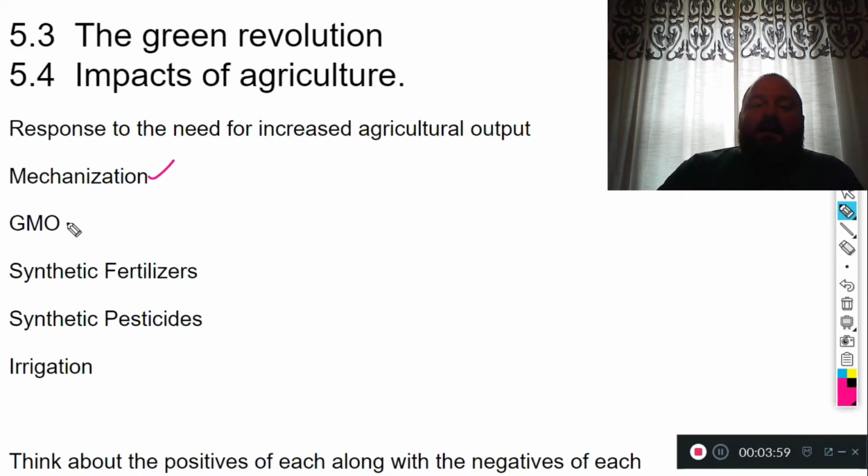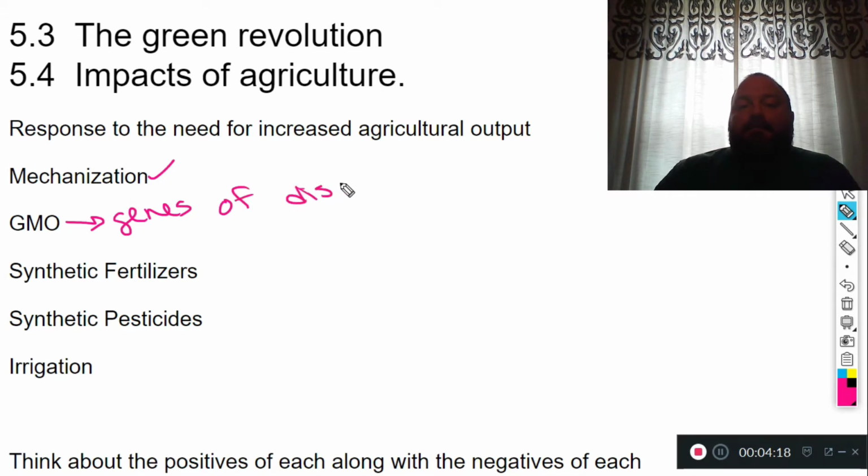In addition, we started the genetically modified organisms. We provided different resistances. We increased our pest resistance. We increased drought tolerance. We did a bunch of different things to up the yields. This was where we were able to take genes of dissimilar plants.